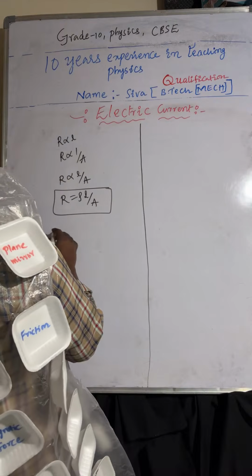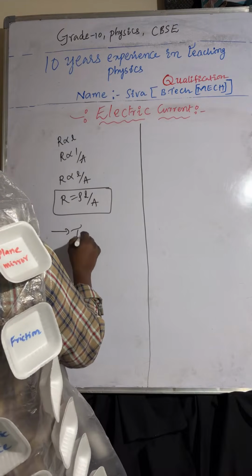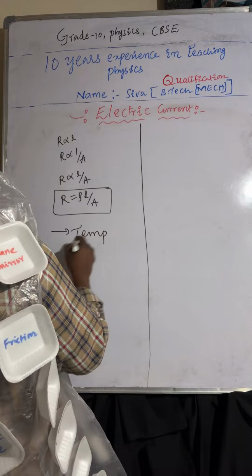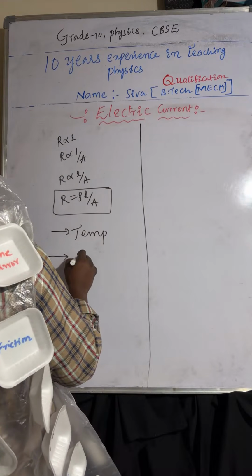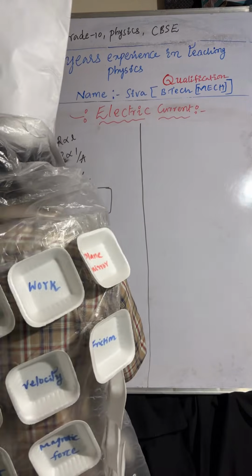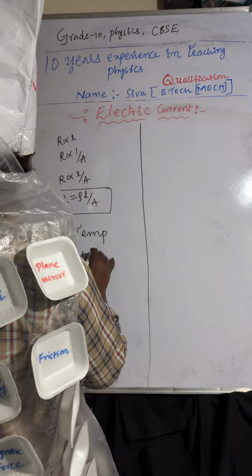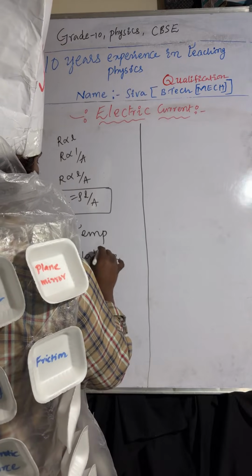Understood or not? So resistance is directly proportional to L by A. Resistance also depends on the nature of the material.